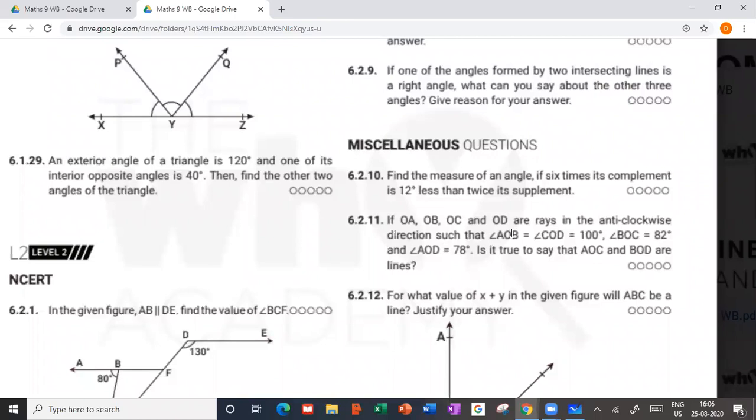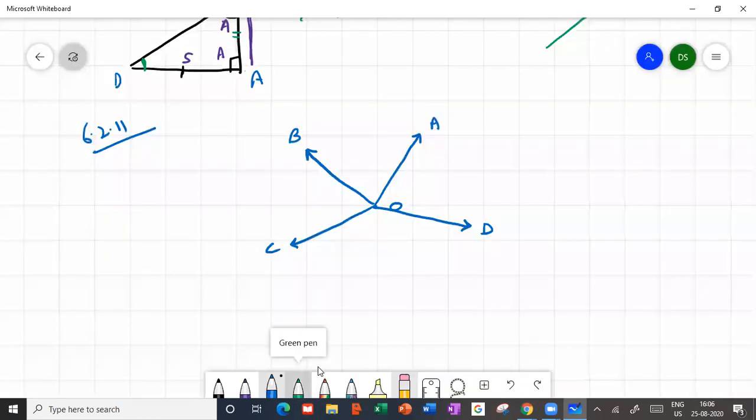So basically anti-clockwise here means go labeling in the left direction. That's all. Nothing else is important. They have given you AOB and COD is 100. What is AOB? AOB is 100 and COD is 100. So vertically opposite angles are equal.